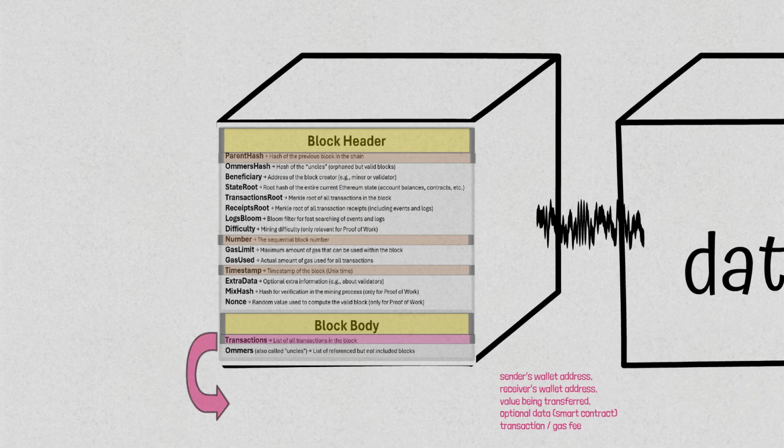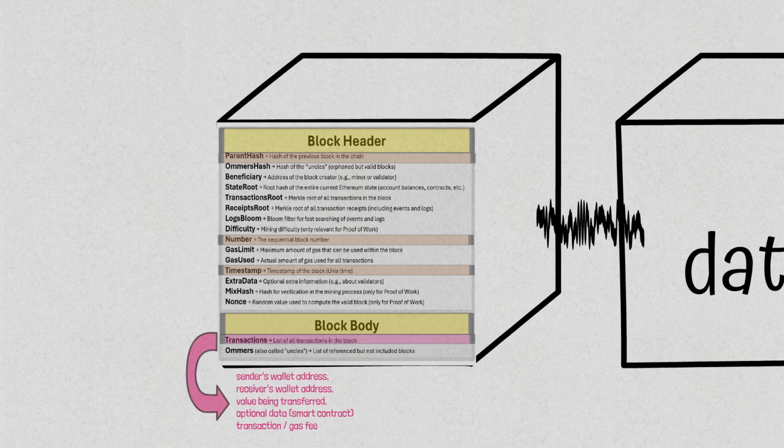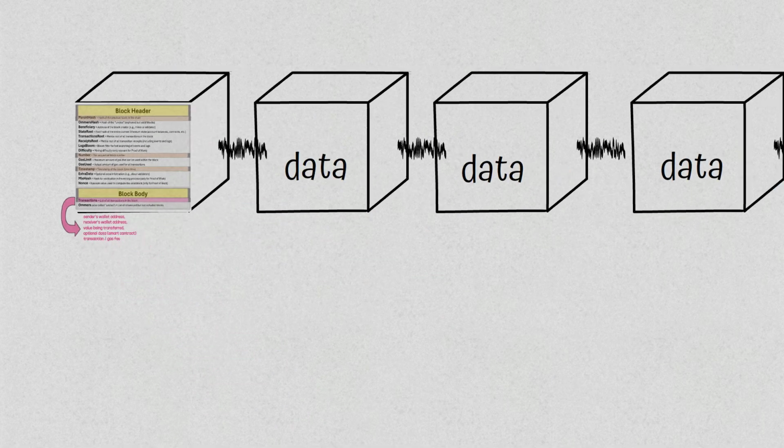Inside the block body, you can see the sender's wallet address, the receiver's wallet address, the value being transferred, optional data used for smart contracts, and the gas used along with the gas price, which together define the transaction fee. All of this information is written into the block and becomes part of the blockchain forever.